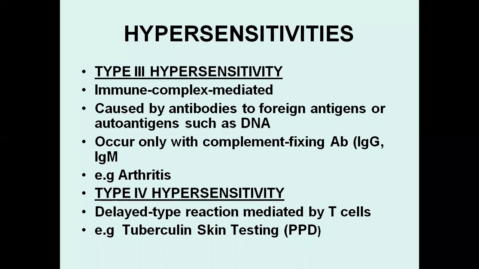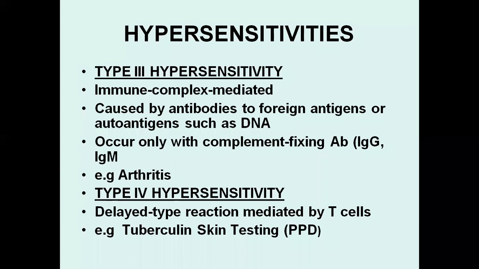And type 4 is a delayed type of hypersensitivity reaction that doesn't involve any antibody directly, but yes, antibodies are involved, but not directly, because T cells and macrophages are involved. And one of the best examples is formation of a granuloma, which we did in our chronic inflammation. So granulomas are actually a delayed type of hypersensitivity reaction.